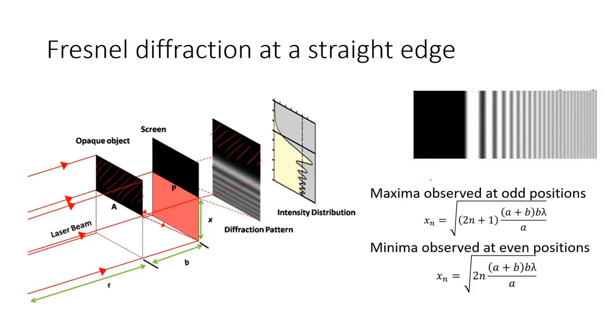We have equations for the positions of maxima and minima. The maxima are observed when x is equal to an odd multiple of n into the factor root of (a plus b) into b lambda divided by a, and minima are observed for even multiples of n multiplied by this factor, root of (a plus b) into b lambda divided by a. Similar to what we have discussed, A is the distance from the source to the aperture, and B is the distance from the aperture to the screen.